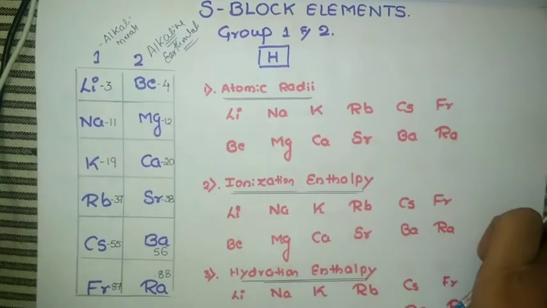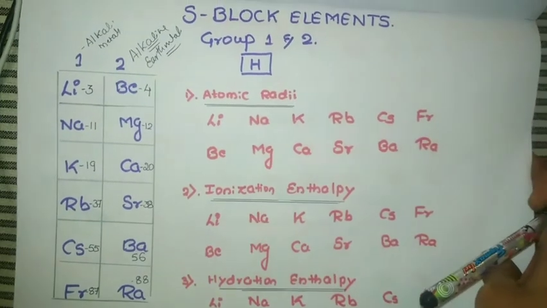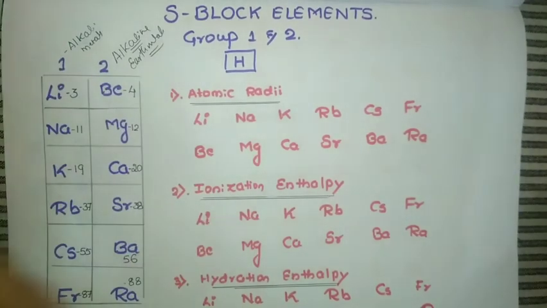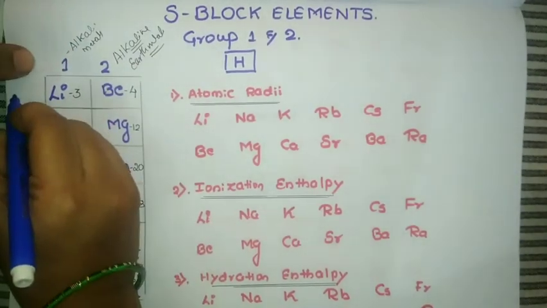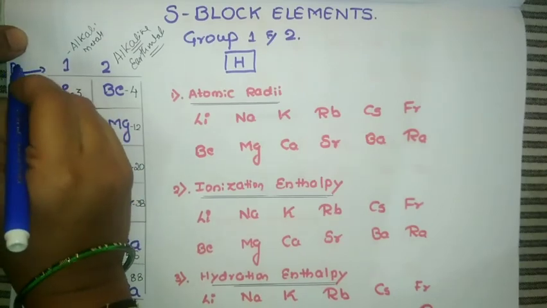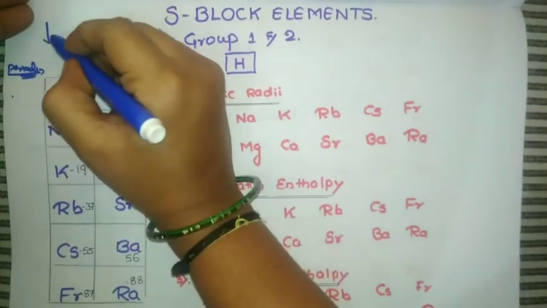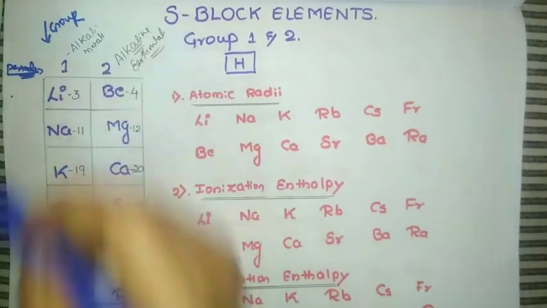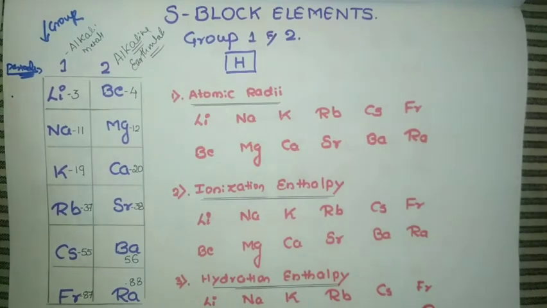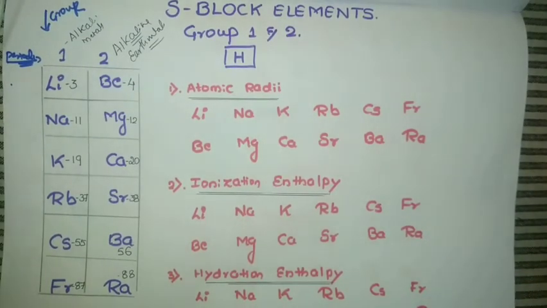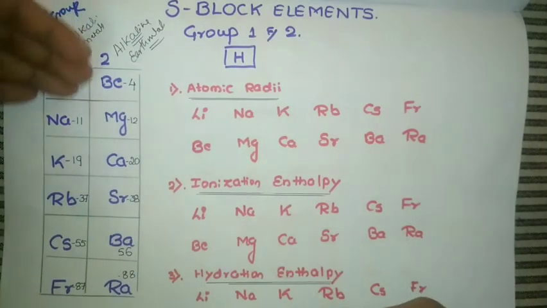The main thing this video is about is the atomic trends. The horizontal rows are nothing but periods, and down the column we call them groups. Now we will study the properties. Here let us go with atomic radii as we go down the group.